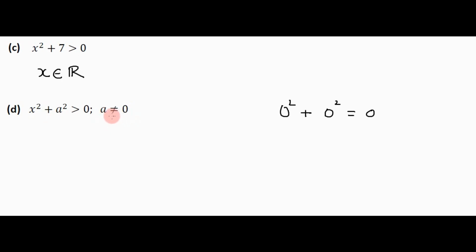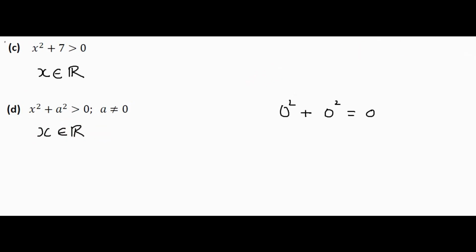So the left-hand side here will only be 0 if both x and a are 0. But we are told that a isn't 0. So x squared plus a squared will never be equal to 0. And we said that the sum of two perfect squares is either positive or 0. We've now excluded the possibility of it being 0. So we can see that x squared plus a squared will always be greater than 0, no matter which real numbers we use for x and a, of course excluding a equals 0. So in this case, any real numbers will work for x and a, but we are solving for x, so then x is an element of real numbers.